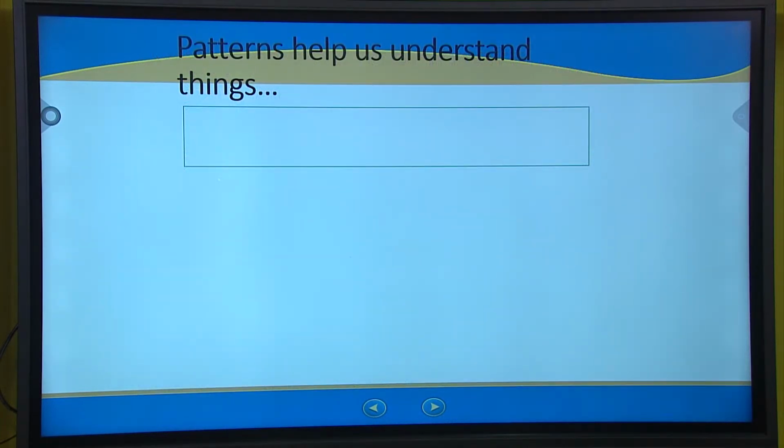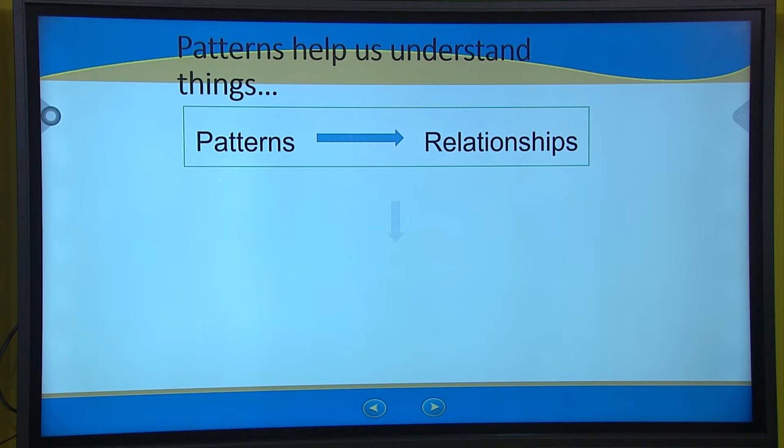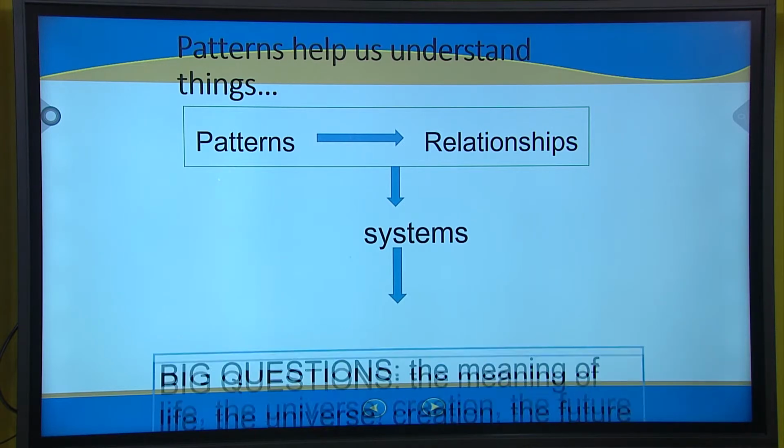Let's look at why patterns are important. Patterns helps us to understand things. Okay, what do I mean by that? With patterns, we can develop what I call relationships. If I understand what a pattern is, then I can try to understand how does the pattern work. And if I can do that, I can then go and build what I call systems. And systems tells us something a little bit bigger.